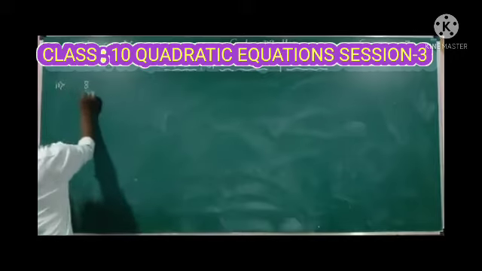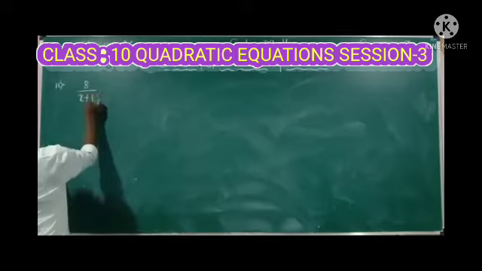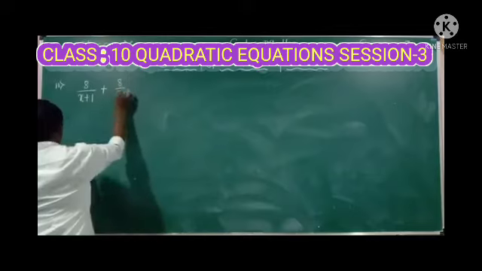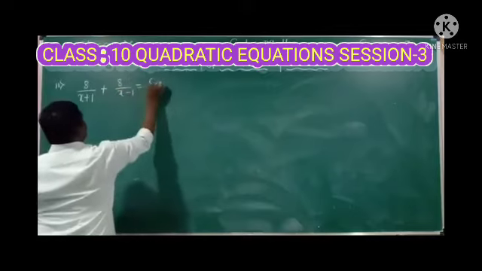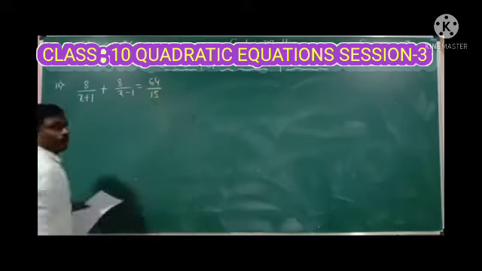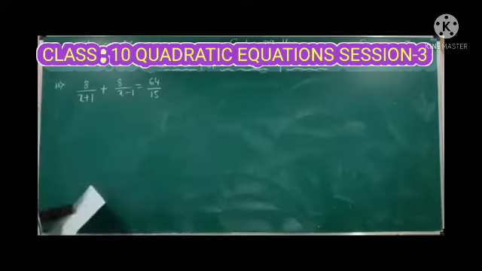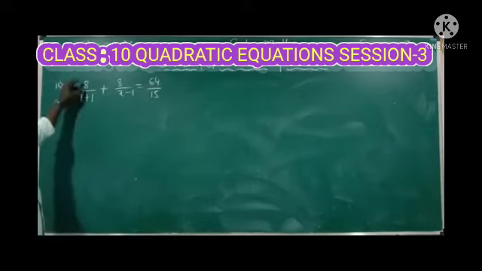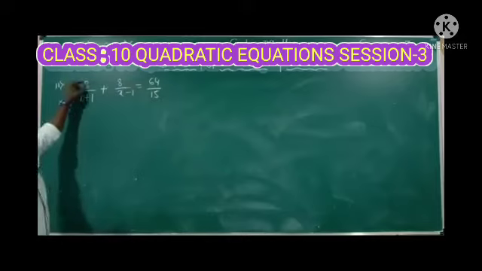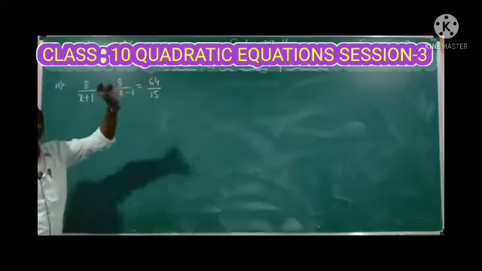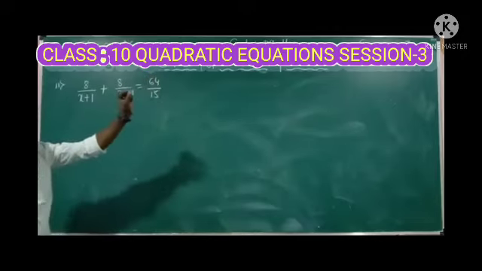the 11th one. 8 divided by x plus 1 plus 8 divided by x minus 1, which is equal to 64 divided by 15. Here just observe the given numerators. The equation is there, no? In this equation, just observe the given numerators 8, 8 and 64. These are the multiples of 8.